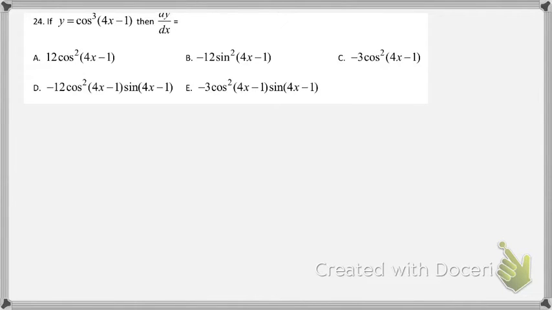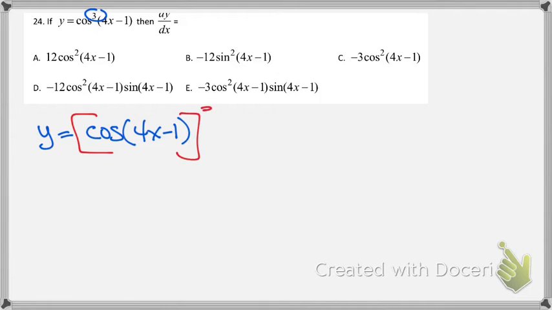Okay, this one is challenging, but also really, really common on the AP exam, and it's just a double chain rule. Most important, know where to put this cube. So our original function is really the cosine cubed. But what is that really? It's the cosine of 4x minus 1, and that whole quantity is cubed.